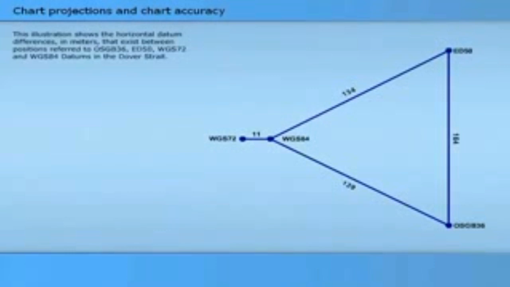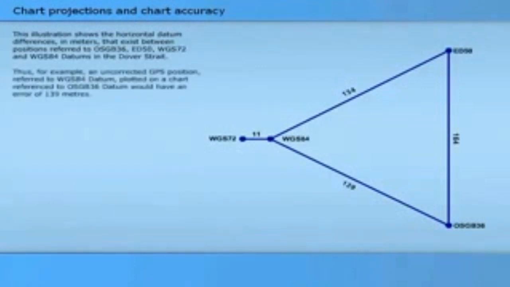This illustration shows the horizontal datum differences in meters that exist between positions referred to OSGB 36, ED 50, WGS 72, and WGS 84 datums in the Dover Strait. Thus, for example, an uncorrected GPS position referred to WGS 84 datum plotted on a chart referenced to OSGB 36 datum would be 139 meters in error.